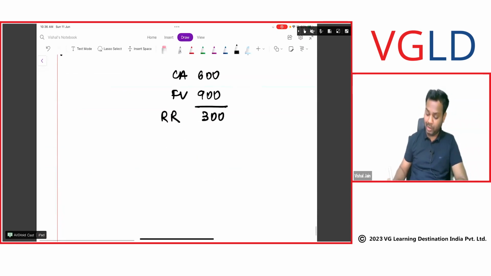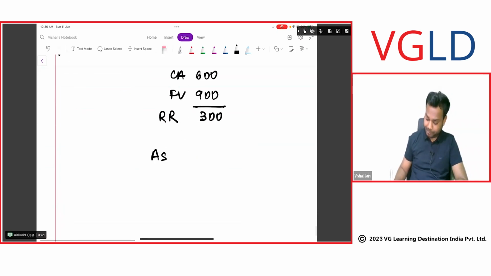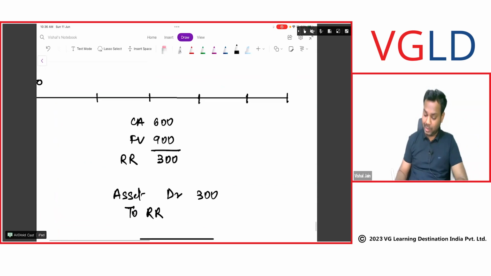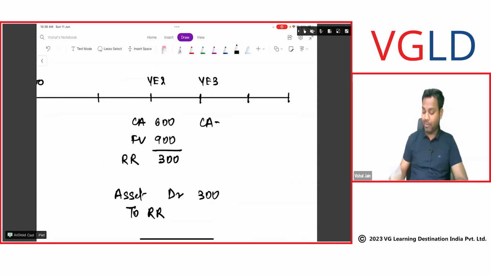So what is the general entry here? The general entry is asset account debit to revaluation reserve 300. No one gave me this entry. Okay. Now this is year end 2. Now I am asking about year end 3. Tell me what is the carrying amount of the asset at year end 3?